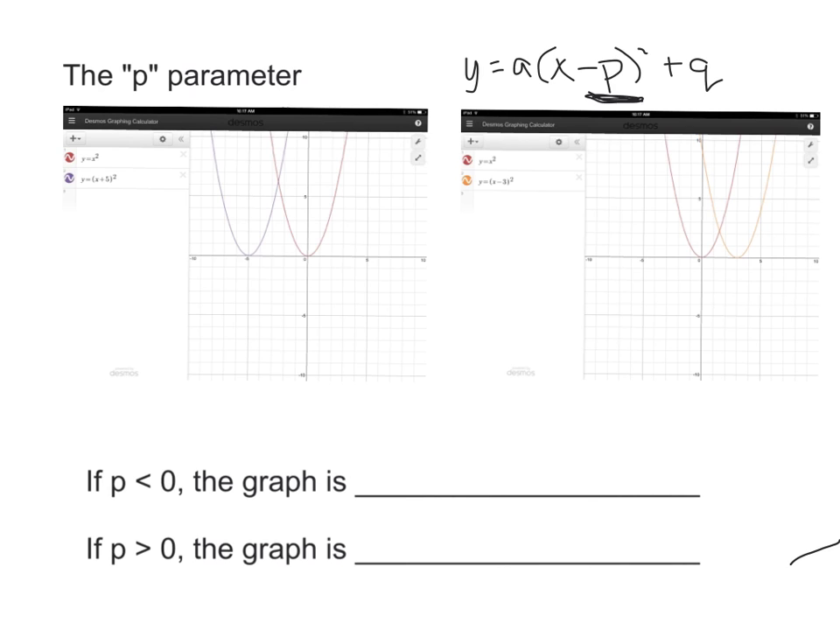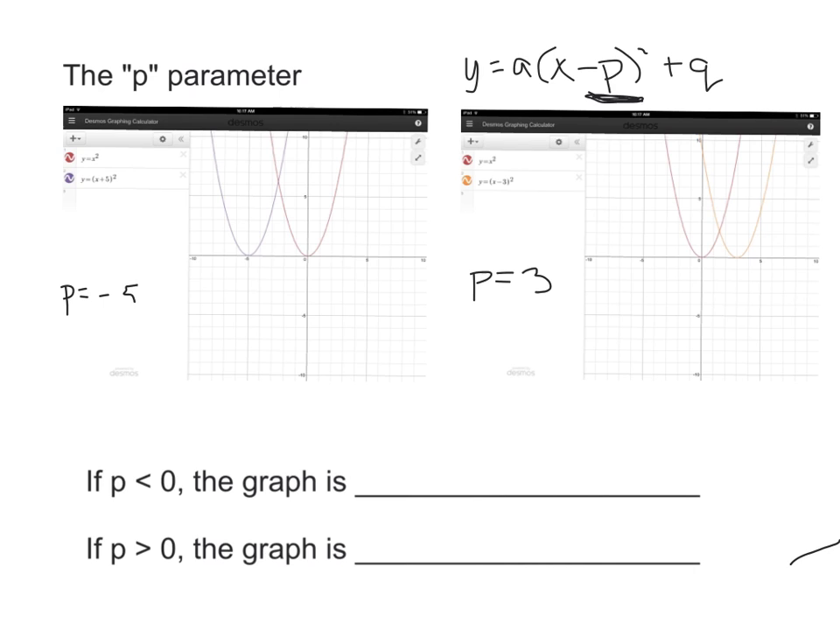We need to think about what's the p-value. And this is a little bit tricky and confusing because it's x minus p. If we have x minus 3, what's p equal to? 3. That's not bad. Okay, p equals 3. If we have y equals x plus 5, which is what this one is, what's p equal to? -5, right.